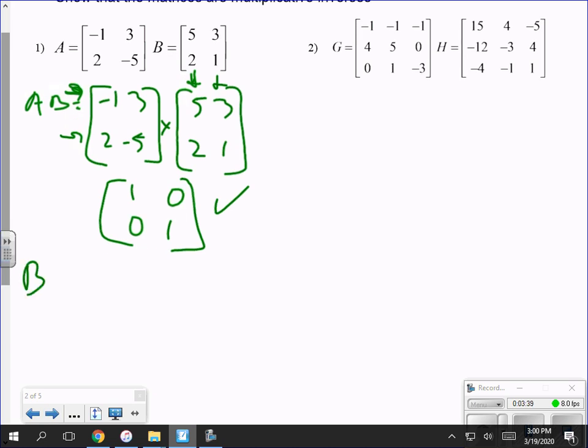We also have to do B times A. You can't do just one direction. You must check them in both directions because they don't always equal the same thing when you multiply them out. So you have to check them both.